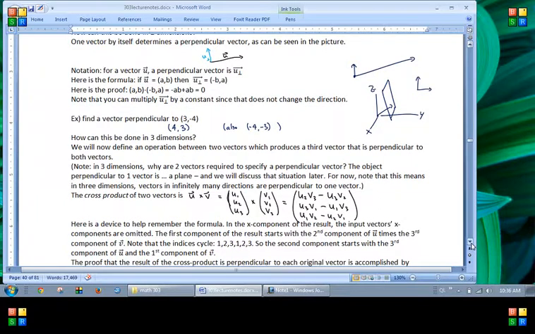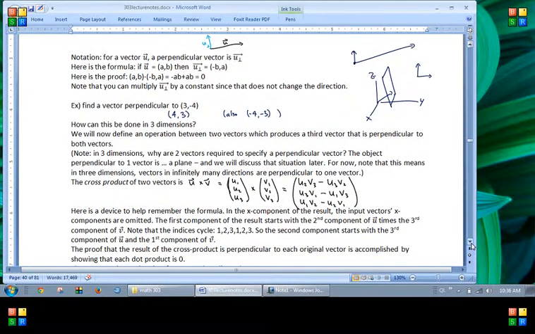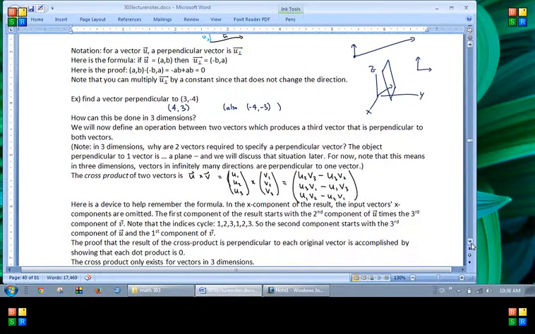So I claim that the vector created this way is actually perpendicular to both u and v. And how would you prove that that's true? You take the dot product and you get 0. So that's a whole bit of algebra, and you can just do that and confirm it for yourself. You take the dot product of u with this solution.